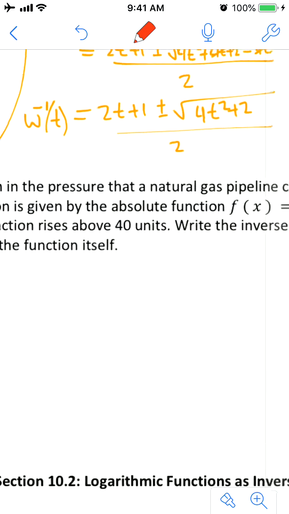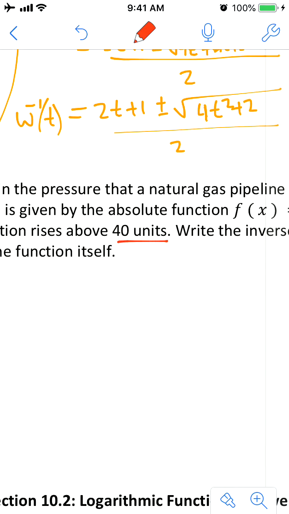x is the units, right? x is the units of gas in the pipeline. It's the gas in the pipeline that triggers the pressure.